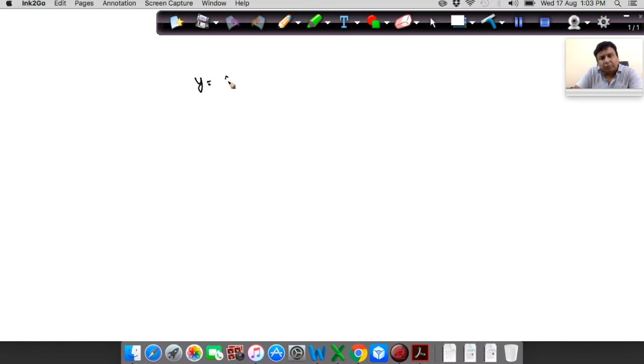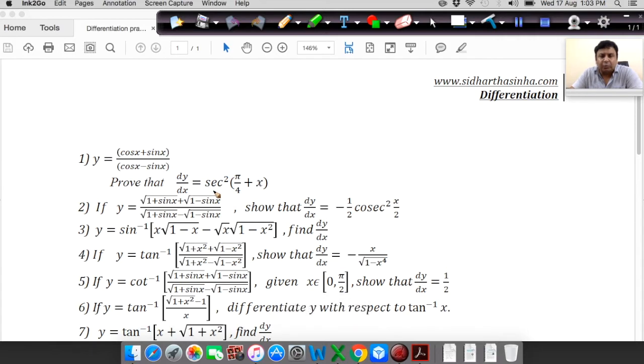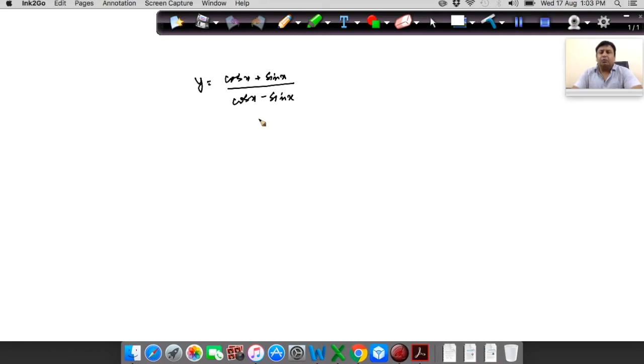Y is equal to cos x plus sin x upon cos x minus sin x, and you have to prove dy by dx is sec square. So whose differentiation is sec square? Think backwards. Tan. So what I do, I divide the numerator and denominator each term by cos x. We get 1 plus tan x upon 1 minus tan x.